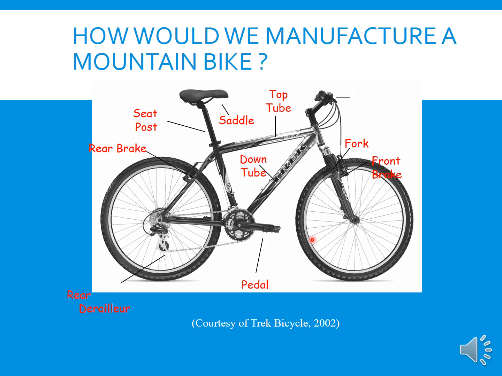Okay, for example, here we have a mountain bike. How do we manufacture a mountain bike? Here we have the body from steel. Okay, top tube, down tube. We have the fork here, the handle, the saddle, tire, rim, rear derailleur, pedal, and so on. This is an example. What material do we use to make the mountain bike?